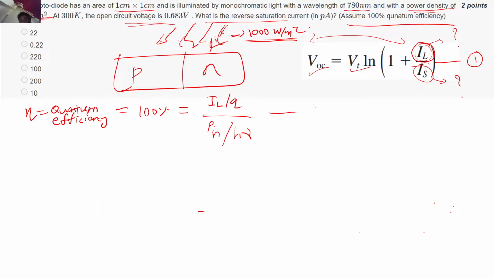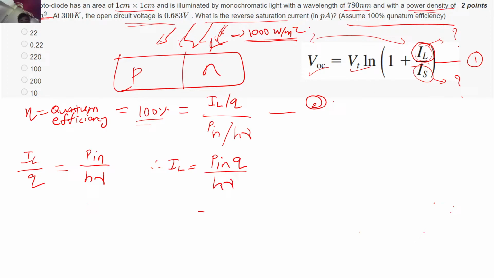This is very important, right? So what is IL by Q? It is P in upon h mu. And why is it the case? Because the efficiency has been given as 100%. So what I can write, IL is P in times Q divided by h mu, right? So this Q I can absorb in the h mu itself, so this term will become in eV, right?